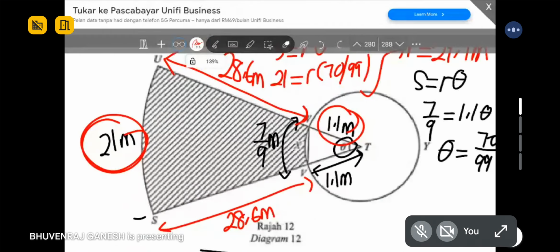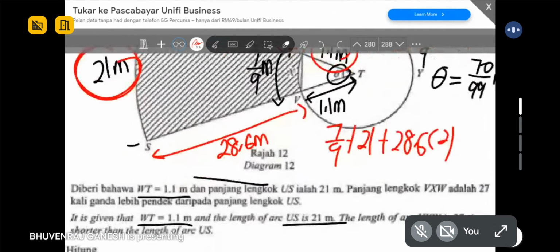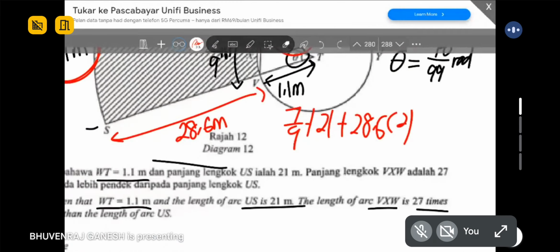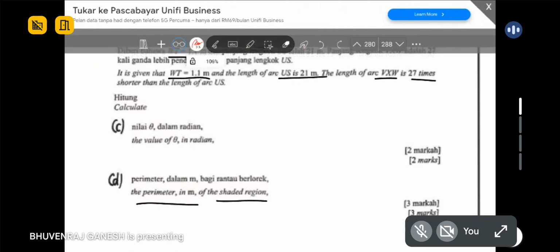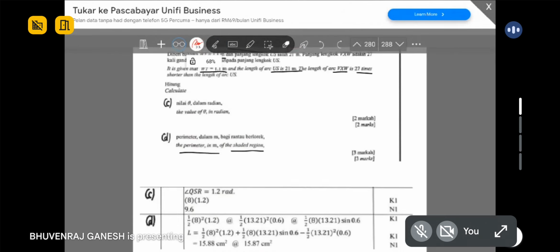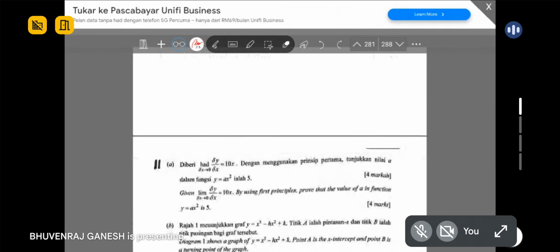So, total is 7 over 9 plus 21 plus 28.6 times 2. This is your perimeter of shaded region. So, easy, right, guys? That's all. So, this is the answer. Okay? Clear? So, this is circular measure. Okay, next one.